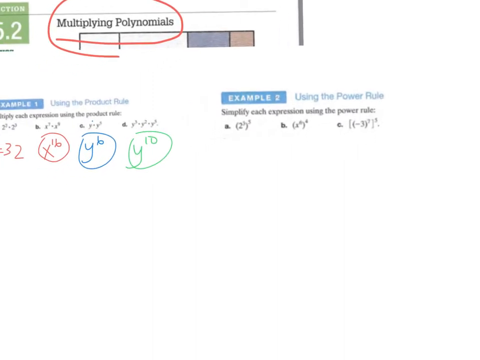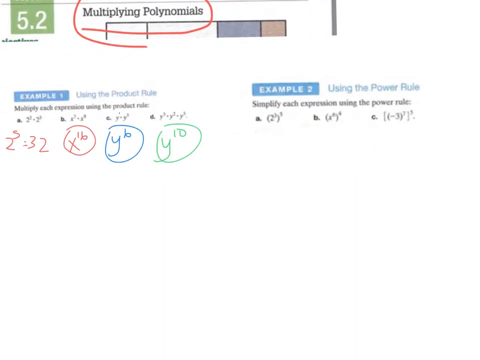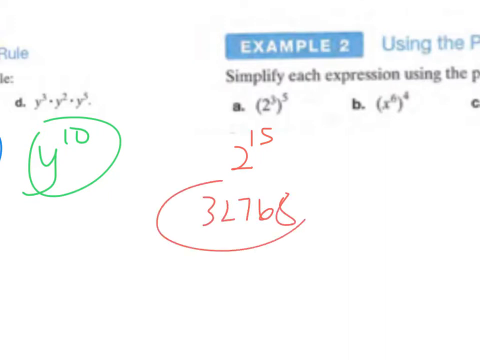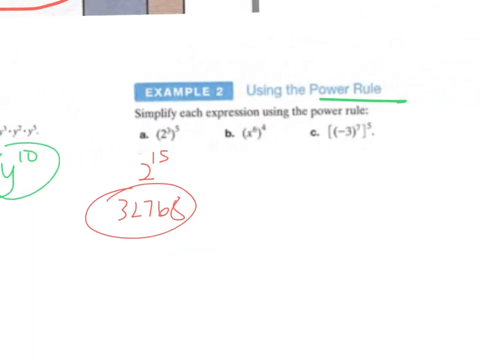Now, when we have a power to a power, we're not just going to add the exponents, we're going to multiply the exponents. So in this case, 3 times 5 would be 2 to the 15th. And 2 to the 15th, we can put in our calculator and get the actual answer, which is 32,768. So there's the answer. But when we have variables, we just have to multiply the exponents together. Basically, when I see parentheses, I mean multiplication. So there's parentheses between exponents, we multiply.